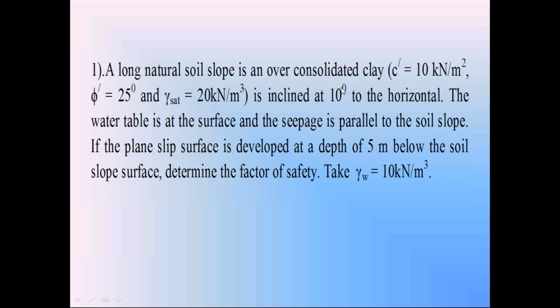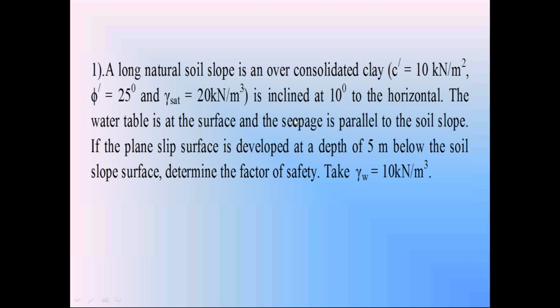These are all the properties. This infinite soil slope is inclined at 10 degrees to the horizontal. With the horizontal, that slope is making an angle of 10 degrees. The water table is at the surface and the seepage is parallel to the soil slope. So check this condition. In this problem, the soil slope is a clayey soil, cohesive soil. The soil slope is in seepage flow condition.